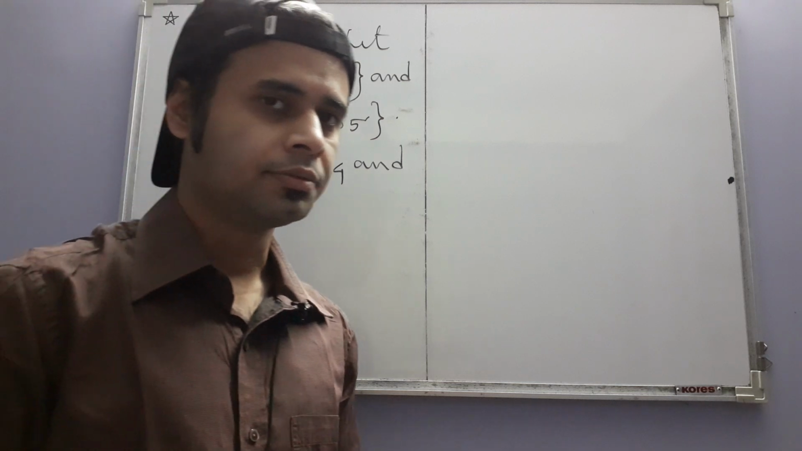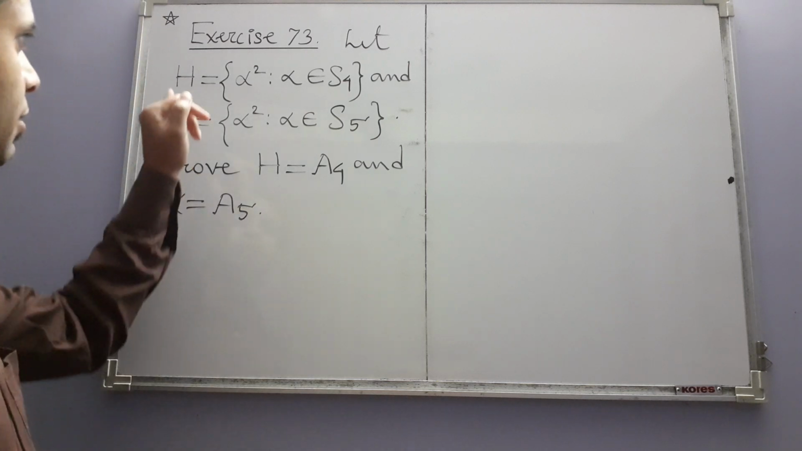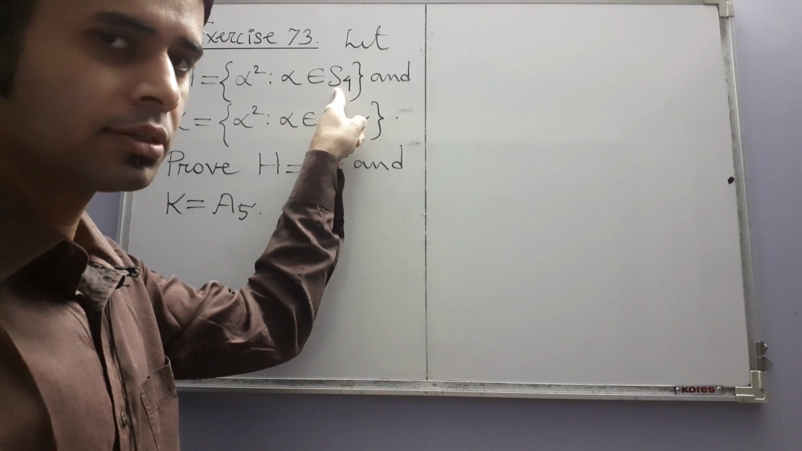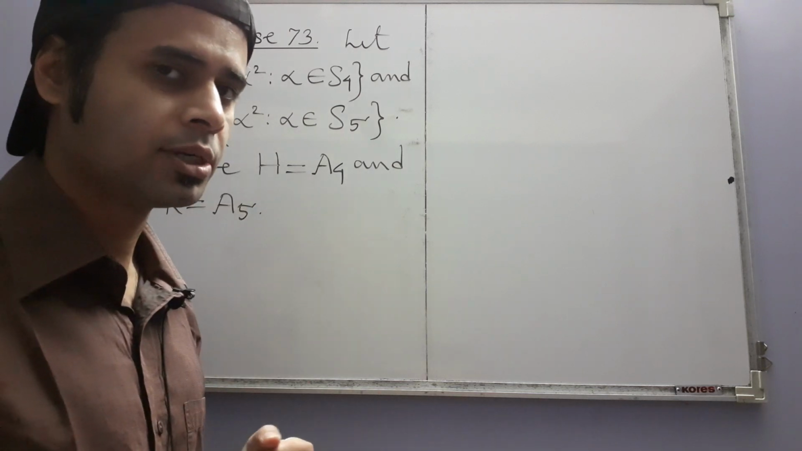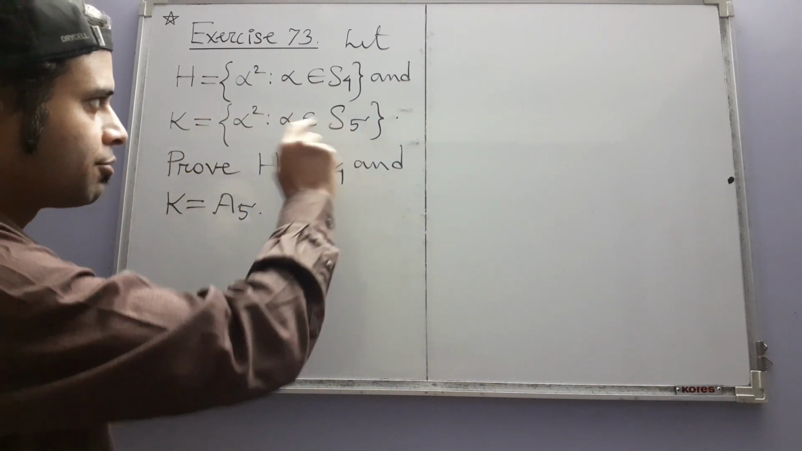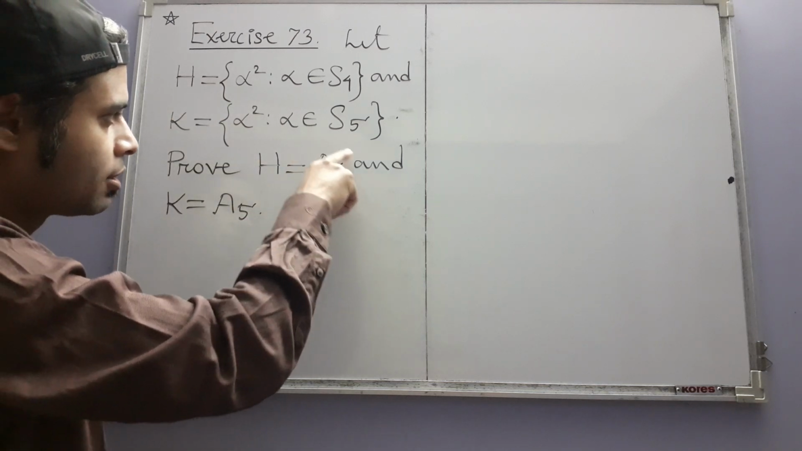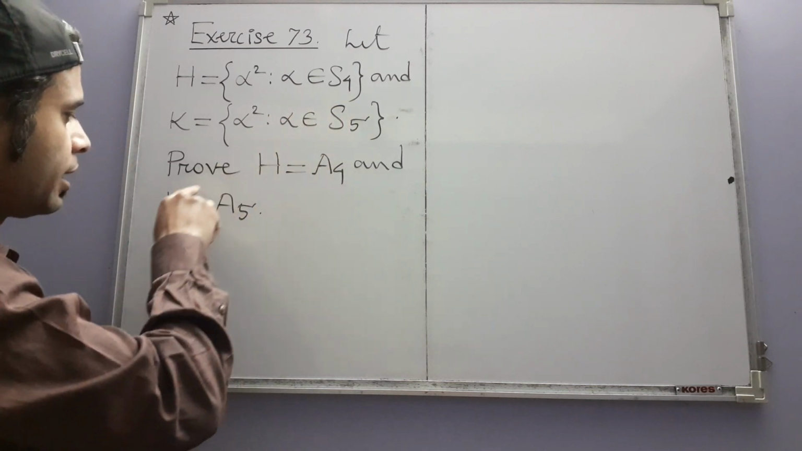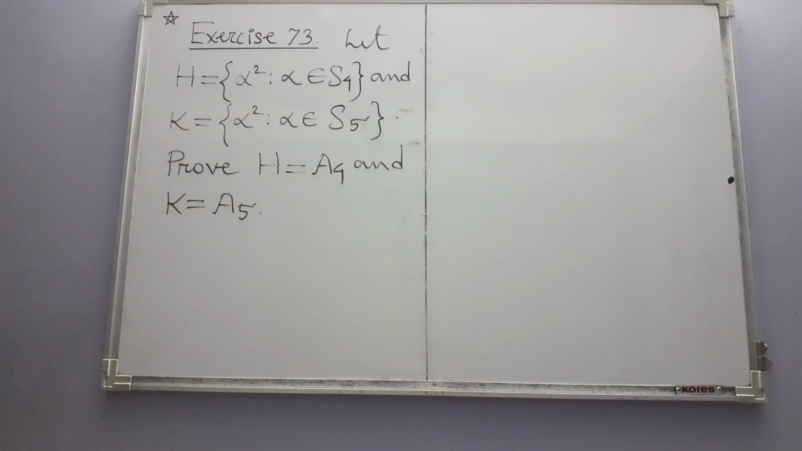Exercise 73. In this one, we are given two things actually. The first one is this subset H of the group S4, the symmetric group of degree 4, and the subset consists of all the squares of the elements of S4. And a similar one, K, is also given for S5. We have to prove that this H is actually equal to the alternating group of degree 4, consisting of all even permutations in S4, and like that K is equal to the alternating group of degree 5. So let's see the solution.